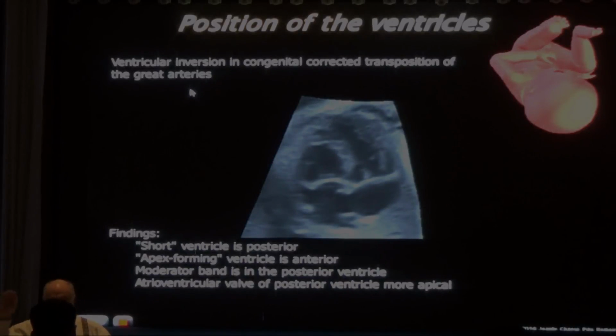Remember I told you before of the D transposition, and I may cover this tomorrow also. In the D transposition, the four-chamber view is normal, it's the outflow tract which is abnormal. In the L transposition, the four-chamber view is very abnormal, and so is the outflow tract.